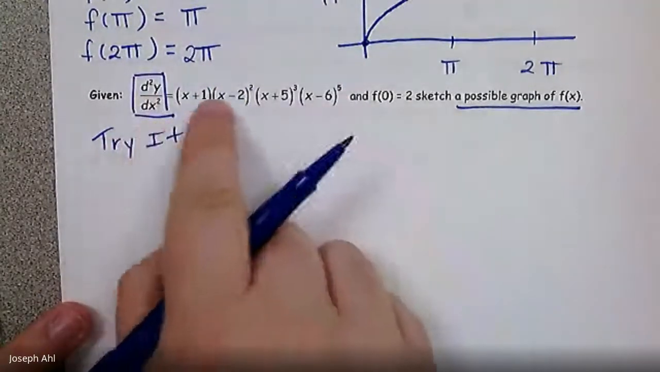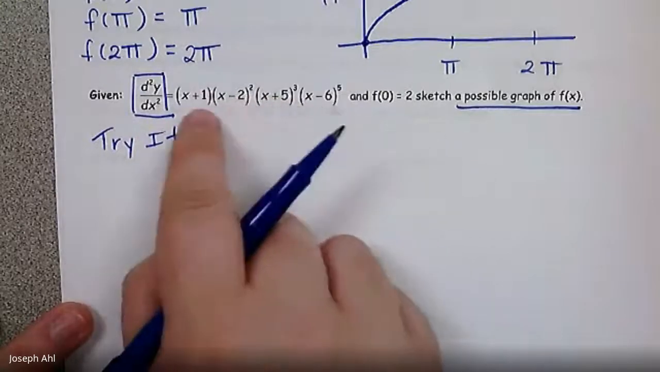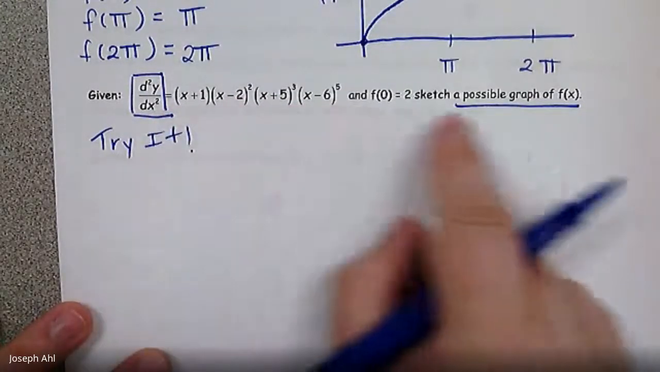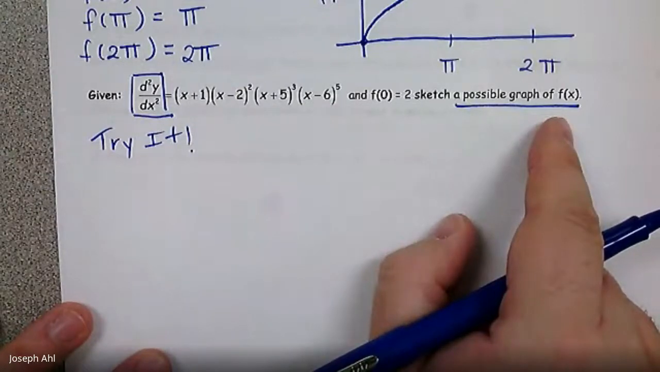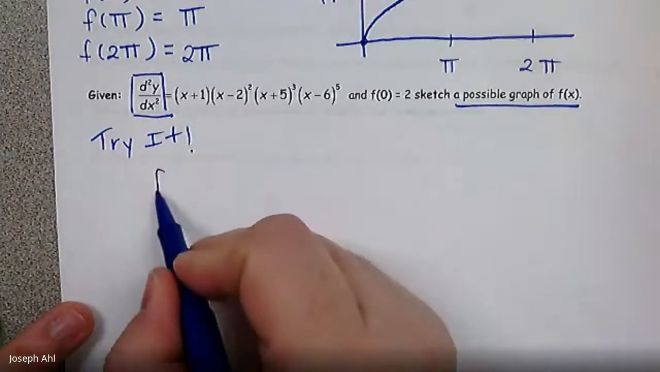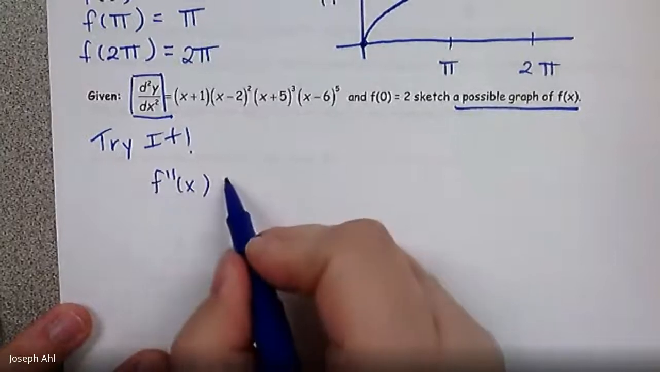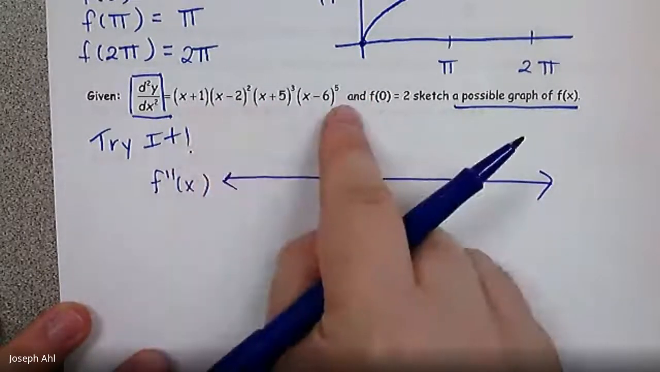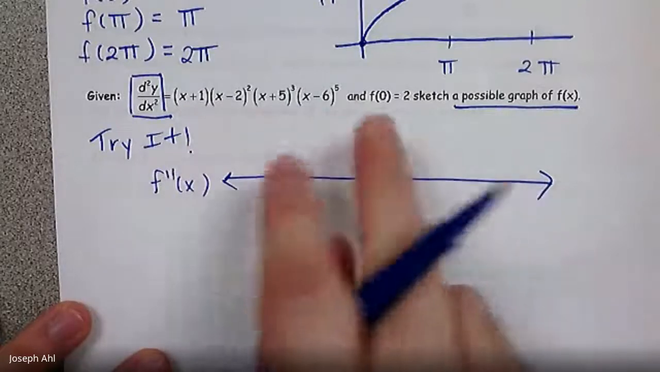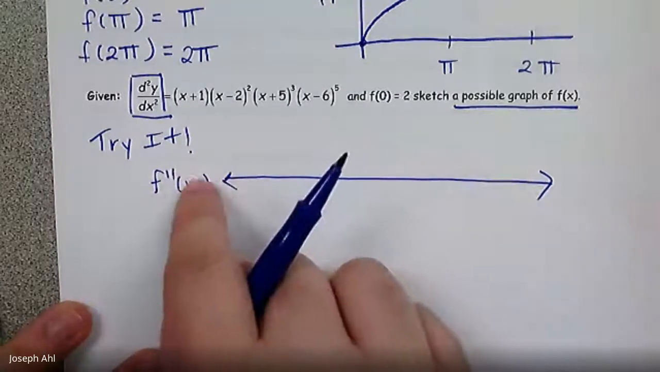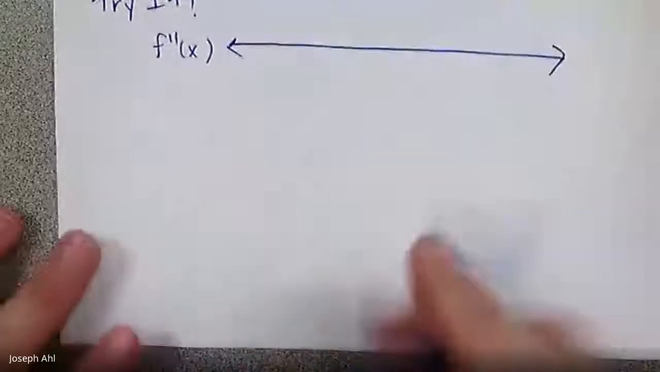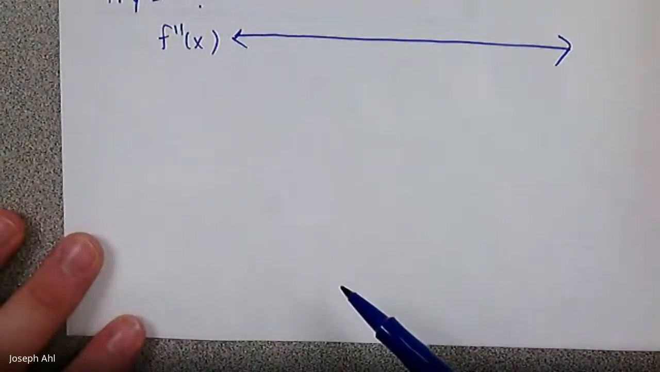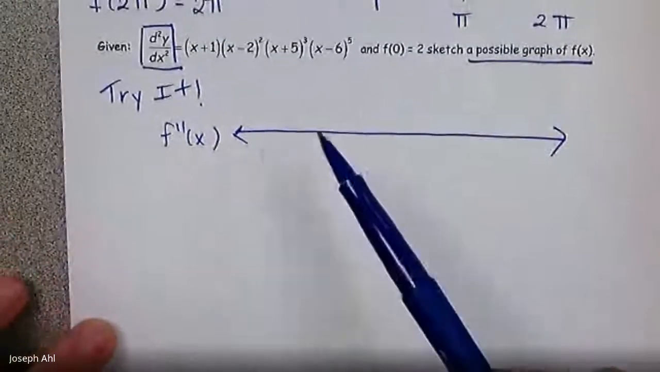And notice how this equation right here is not the original function f of x. This is the second derivative of f of x. So make your f double prime number line here with those critical values from this equation above. Do some partitioning and see if you can use that partitioning and what the f double prime number line tells you to make a possible sketch of the original f of x. Okay, go ahead and try that before I see you next.